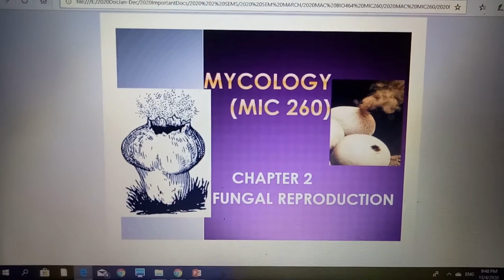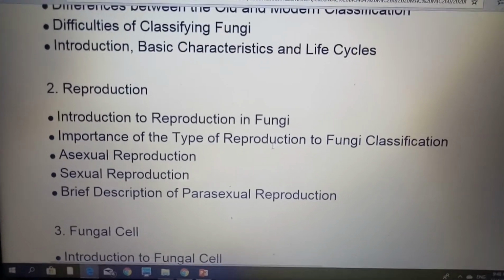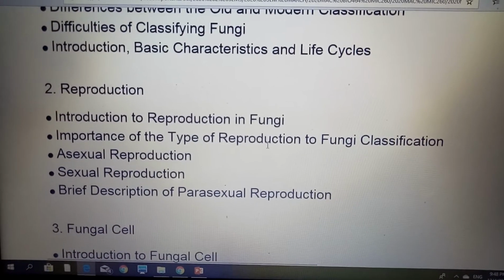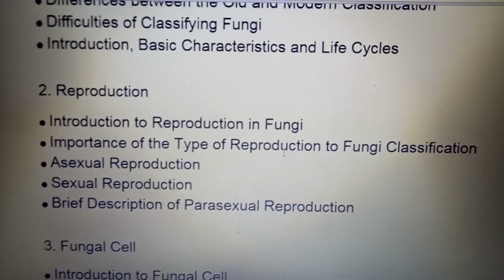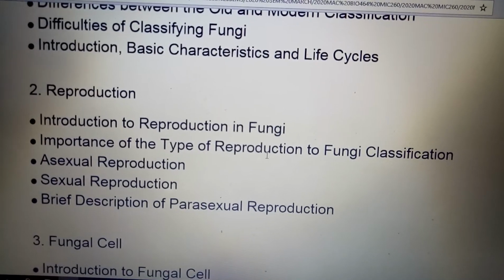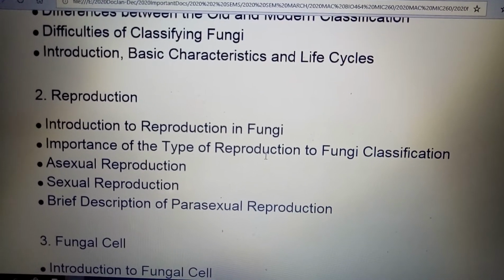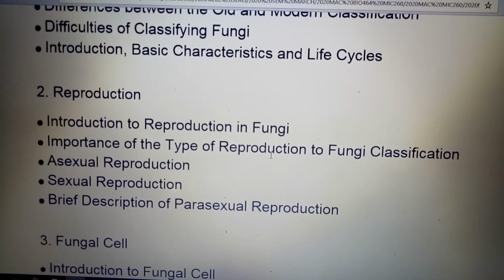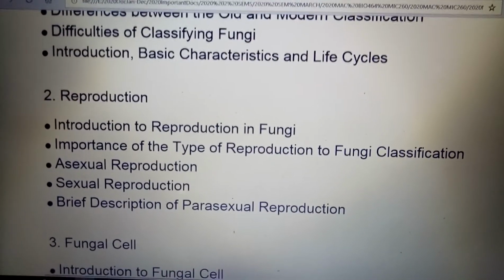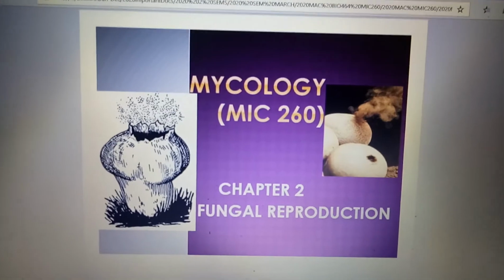Before we proceed with this chapter, please look at your syllabus about chapter number 2, reproduction. There are a few sub-chapters here. Number 1, introduction to reproduction of fungi. Number 2, importance of the type of reproduction to fungi classification, asexual reproduction, sexual reproduction, and lastly, a brief description of parasexual reproduction. So we will move on into the current topic, which is about fungal reproduction.